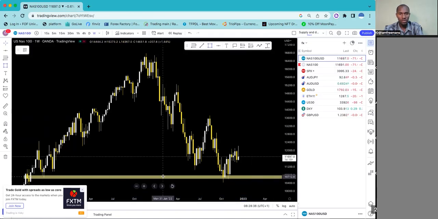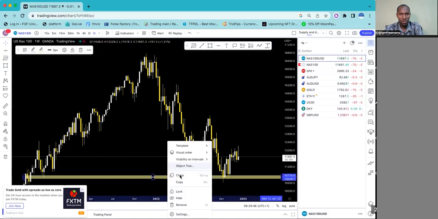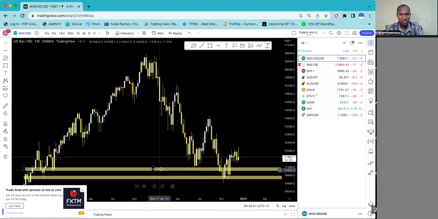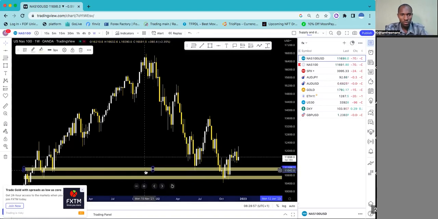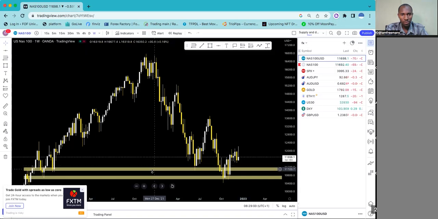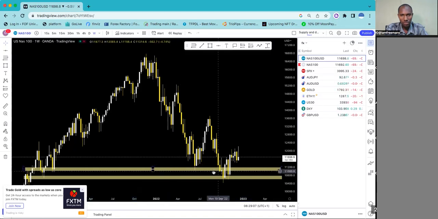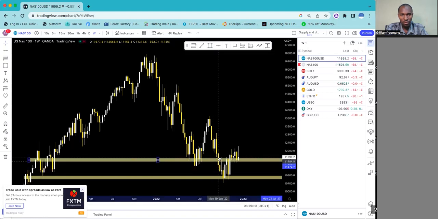So instead of having plenty of these, you can right click on this, then clone it, so you have the exact same size. What I mean by 10 to 30 pips is that the width of your zone will be approximately that. I don't know why my mouse is not moving. What's happening? Don't play with me, bro.